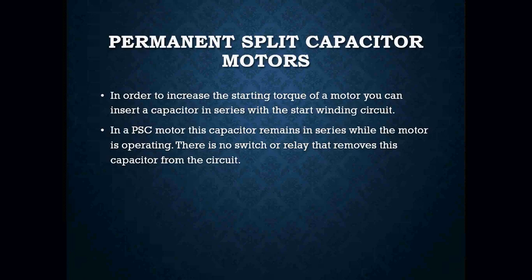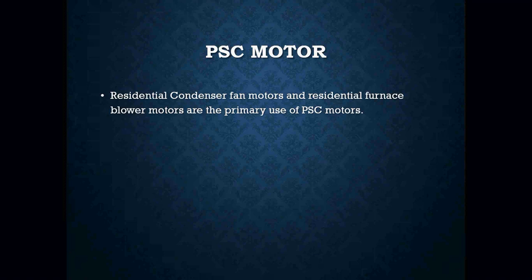So the first one that we're going to get into is your permanent split capacitor motor. In order to increase a motor's starting torque, you can insert a capacitor in series with the start winding. In a PSC motor, this capacitor remains in series while the motor is operating. There is no switch or relay that removes the capacitor from the circuit. So it's that capacitor in a permanent split capacitor motor that adds to the starting torque of that motor.